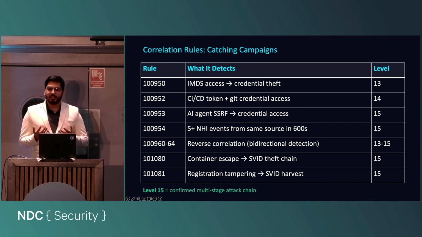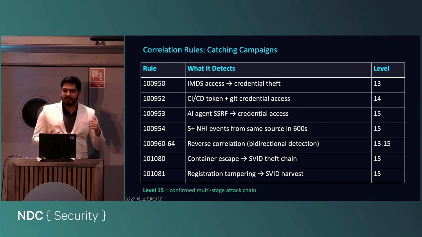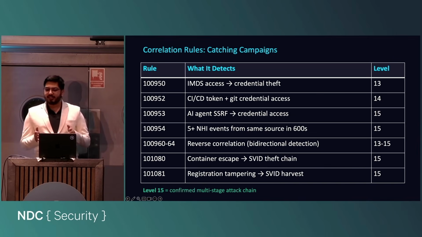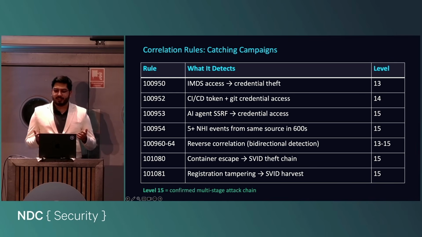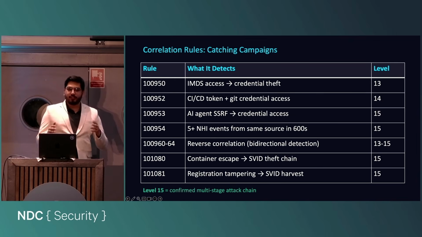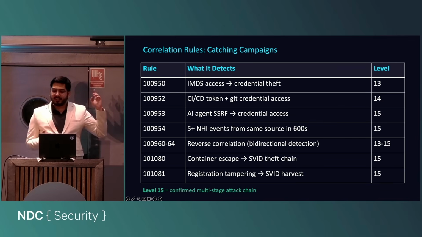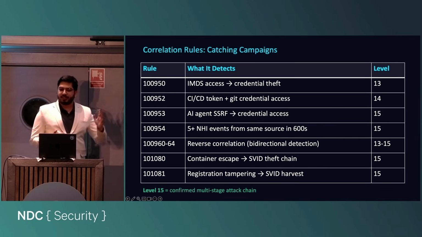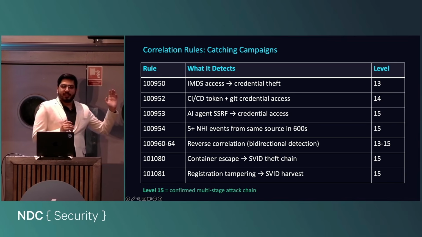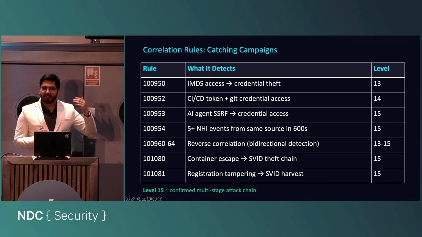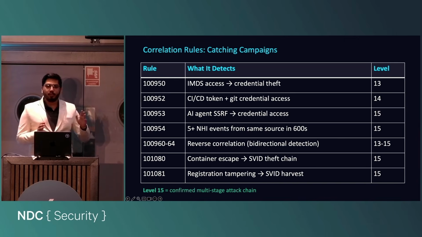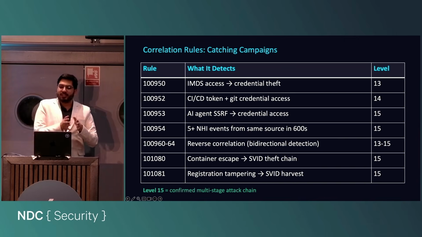Now, one key differentiator here is the correlation rules. These are to catch the campaigns. Individual rules can catch individual techniques, but as attackers, you don't use one technique. They chain them together. That's where the correlation rules come in. So rule 950, your IMDS plus credential theft, is a level 13 rule. After that, you have an AI agent SSRF along with credential access, that's a level 15. You have more than 5 NHI events from the same source in under 10 minutes, that's level 15.